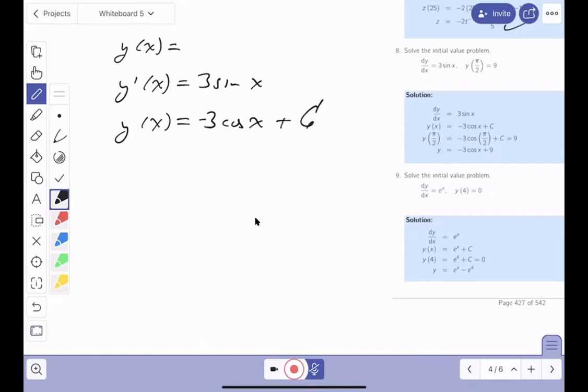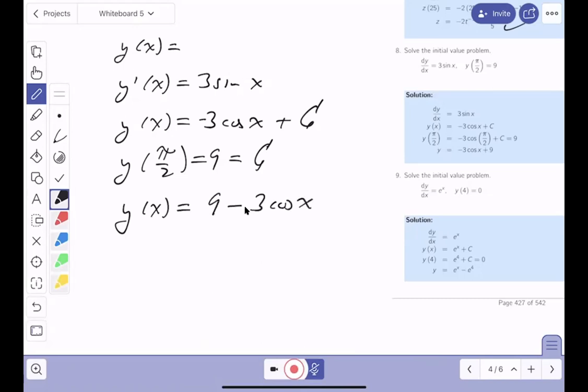All right. Let's put the next thing down, which they say y at pi over 2 is equal to 9. The cosine of pi over 2 is 0. So c is 9. All right. So let's write this down. y of x is equal to 9 minus 3 cosine of x. Now, granted, when you're doing homework, you've got a key. If you're on an exam, I would check it. Let's look at the key, and I see that answer. All right, I feel good about that. All right, let's go to the next one.